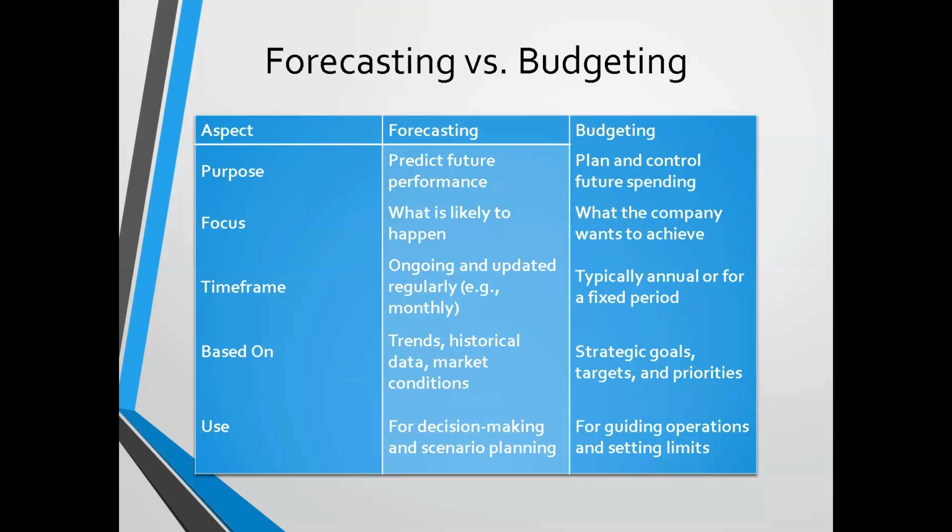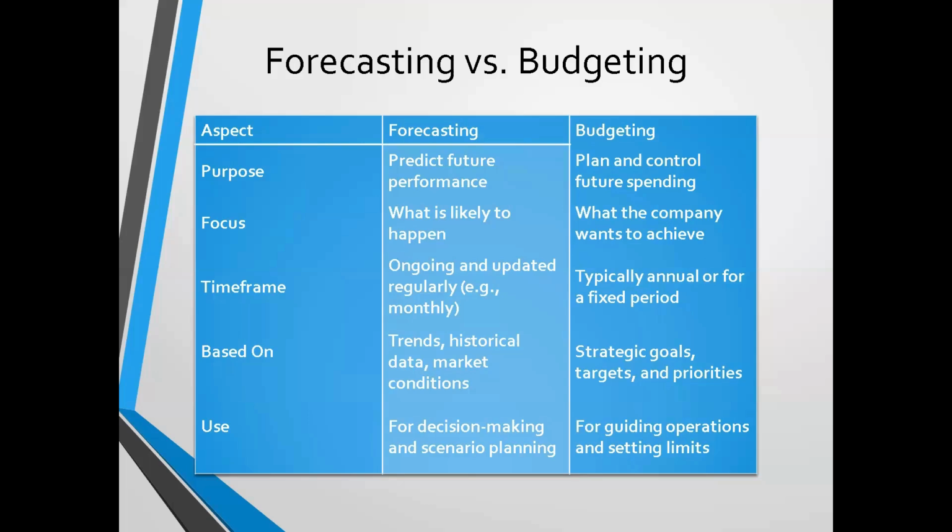Forecasting is based on trends, historical data, and market conditions, whereas budgeting relies on strategic goals, targets, and priorities. The uses of forecasting are decision making and scenario planning, whereas budgeting, on the other hand, helps in guiding operations and setting limits.